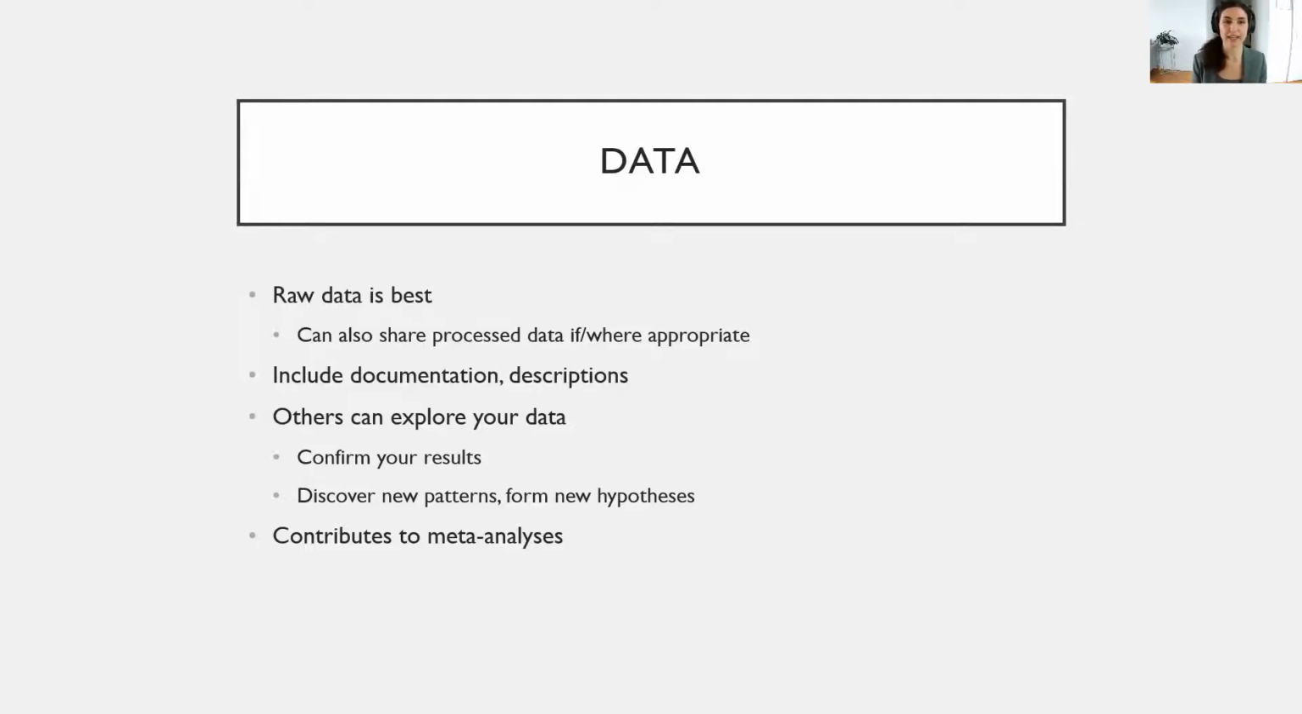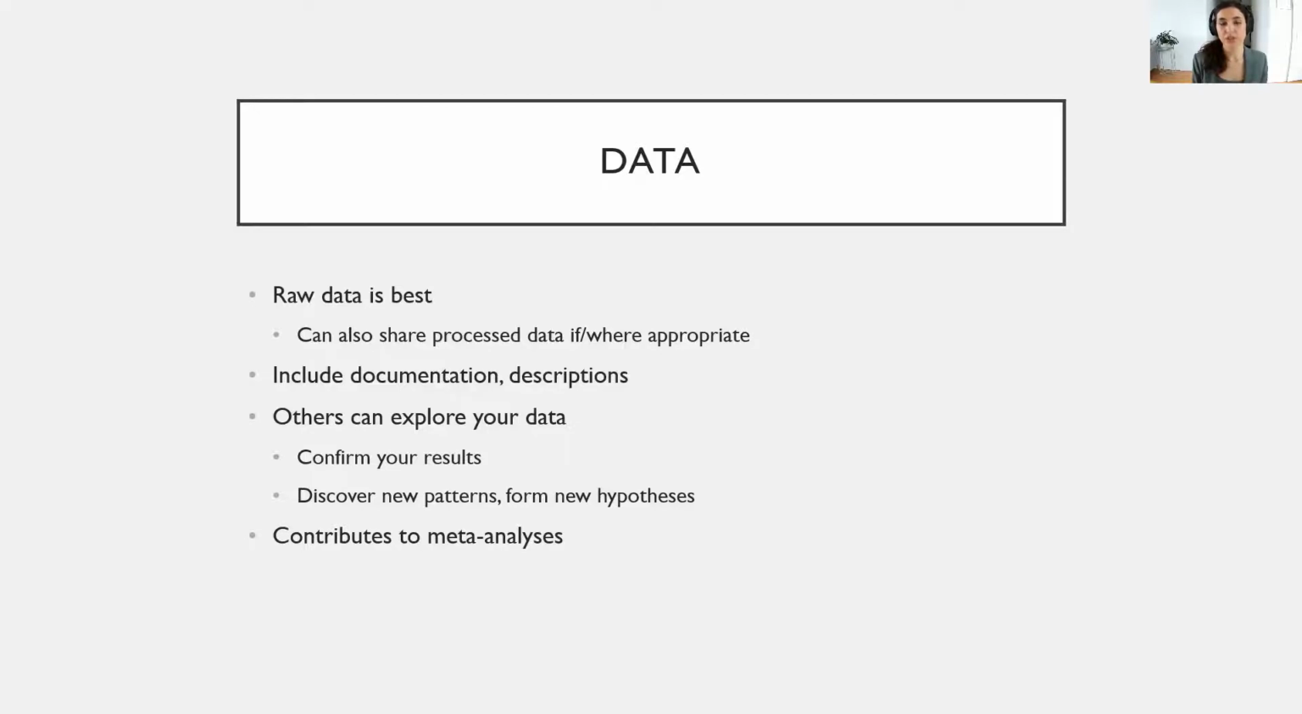So when you share your data, you also want to include documentation and descriptions of the data. So different researchers have different conventions for naming variables. So you would want to include what variables actually are, what column names describe, and this is so others can explore your data. They can run analyses to confirm your results. They could discover new patterns, form new hypotheses. So sharing data can be a really important component of not only confirming what you said, but then allowing others to form new ideas off of your study.